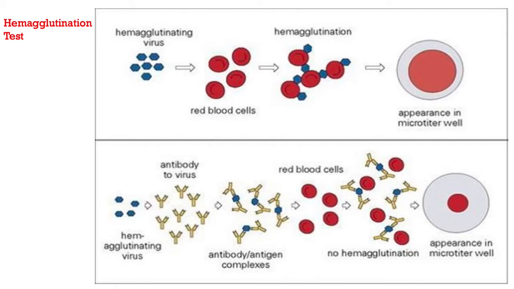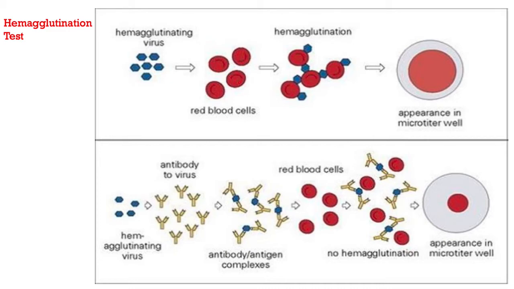Why? Because the virus is already conjugated or agglutinated with the antibody, so it will not agglutinate with the RBCs. In the microtiter well, the appearance will be like that when there is no agglutination, and on the upper part you can see the appearance of the hemagglutination.